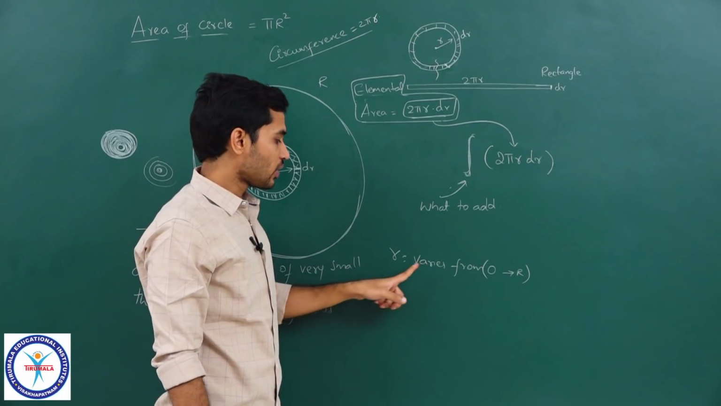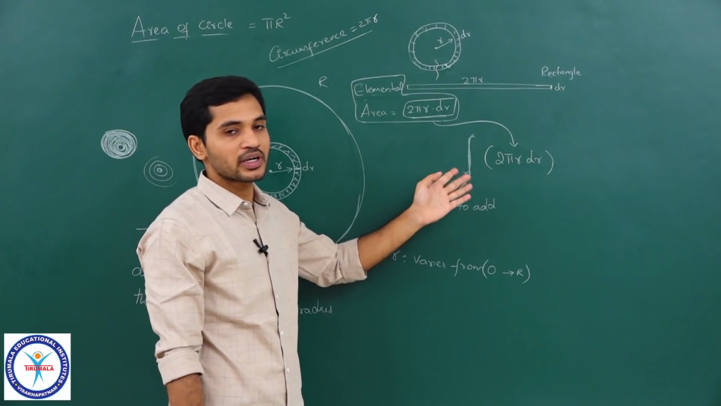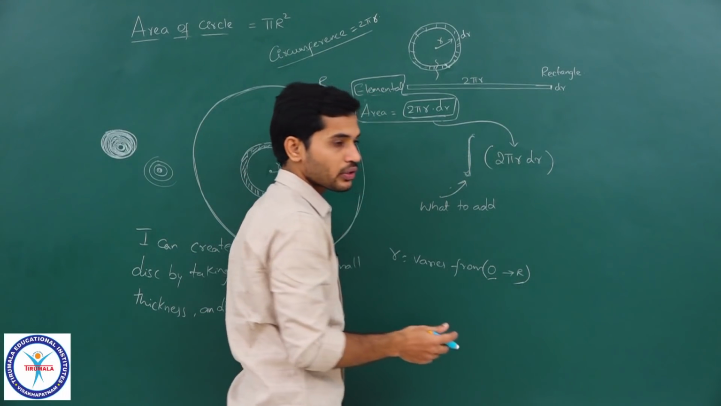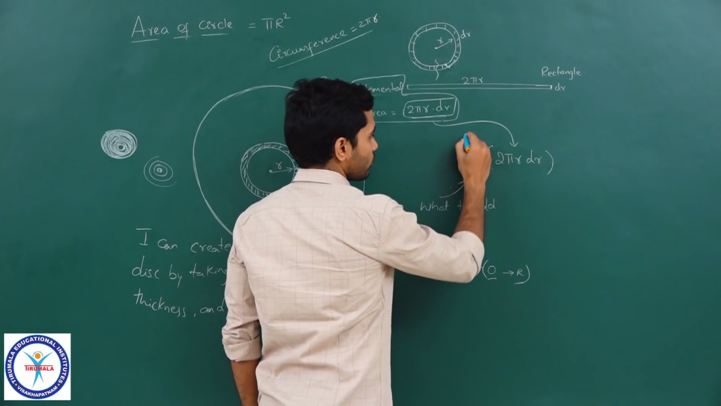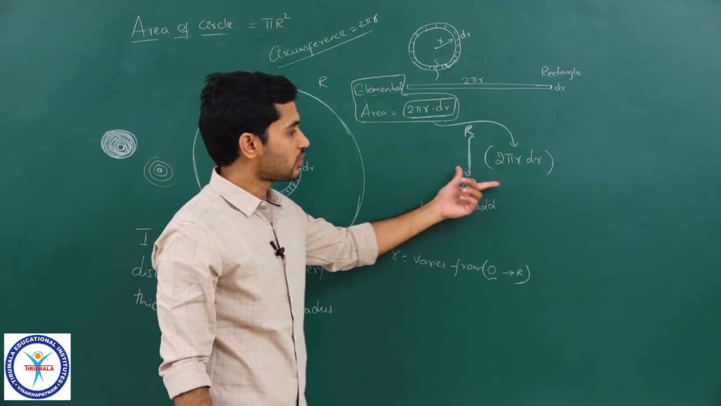Clear? But you will have to tell from where to where it has to add, correct? Otherwise, this operator will not give you a value, right? So, if you tell it from where to where you have to add those rings, then it will perform that operation for you. That is it. So, this will be the final answer.